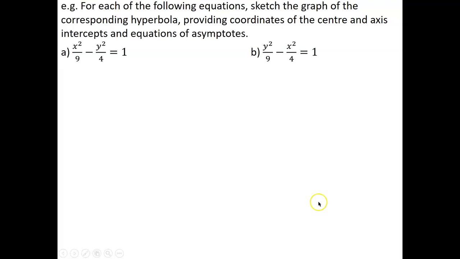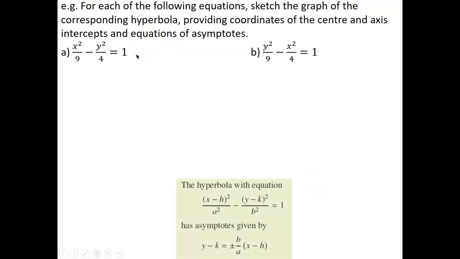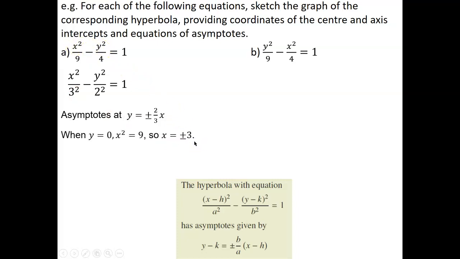So let's have a look at a few examples. Here I can rewrite this as x squared over 3 squared minus y squared over 2 squared. So using this idea, I can see that there are asymptotes at y equals positive or negative 2 over 3 x. I haven't had any translation going on, so I'll get to that part in a moment.